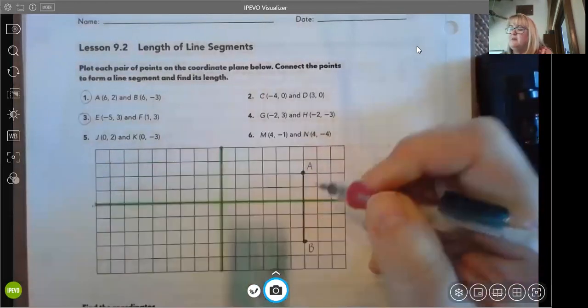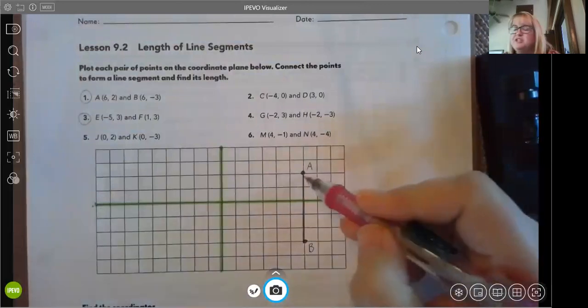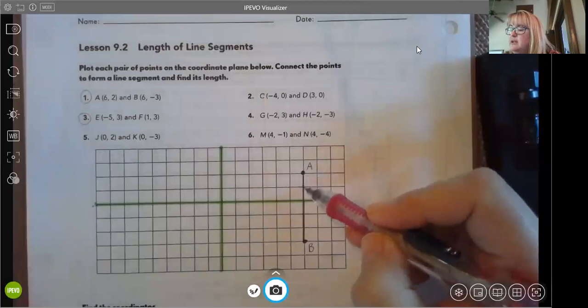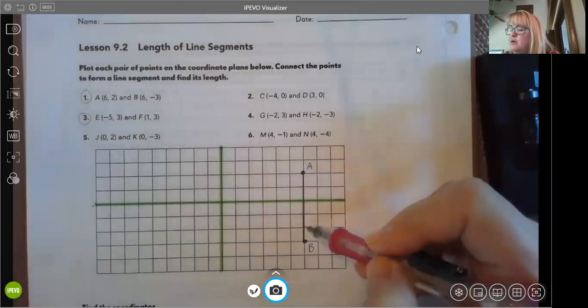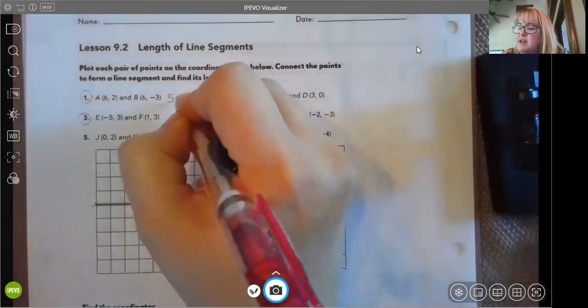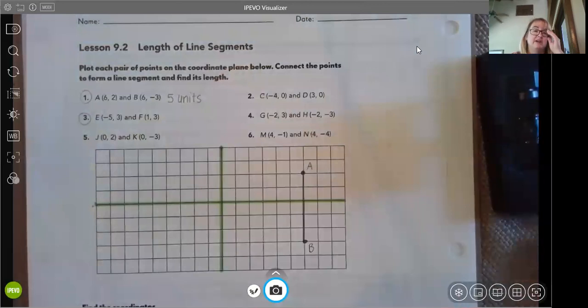Okay, so now we need to tell what is the length of line segment AB. So each of these is 1 unit. So we are going to just count our units. 1, 2, 3, 4, 5. So the length of line segment AB is 5 units. All right, let's look at EF and do the same thing.